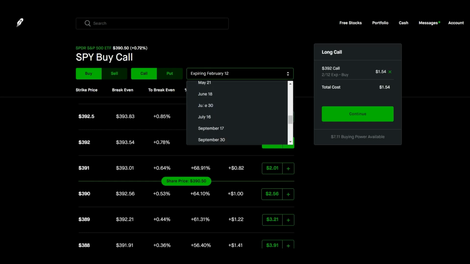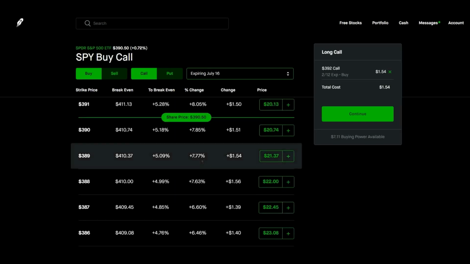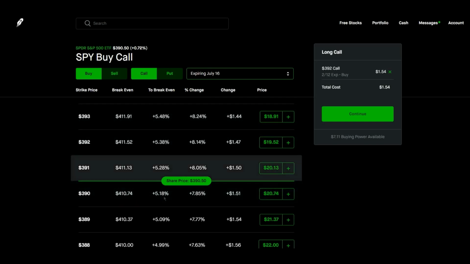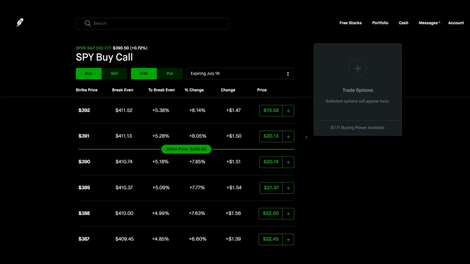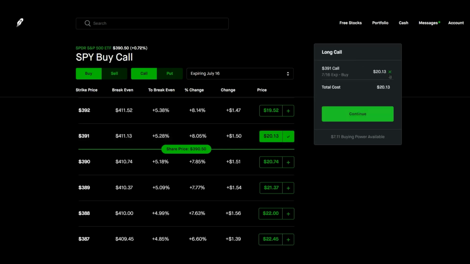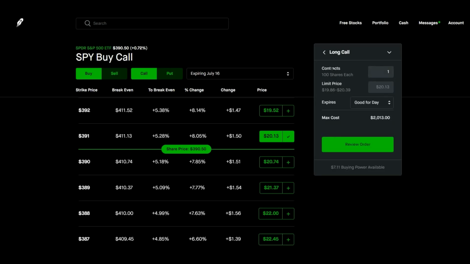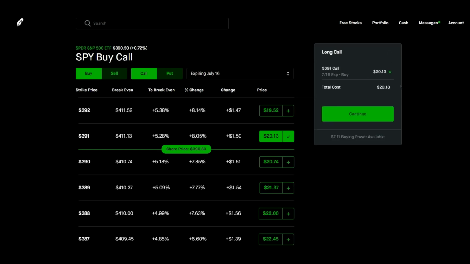And even if I come out here to some of these longer term options, you can see the longer you go out, the higher chance that SPY is going to be going up. As you can see now, these cost a lot of money. This is July 16th, so now these calls are going to cost around $2,000 for a contract. So we're going to be going over a lot of different ways that you guys can buy options.